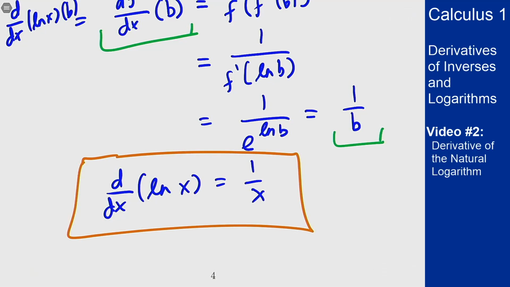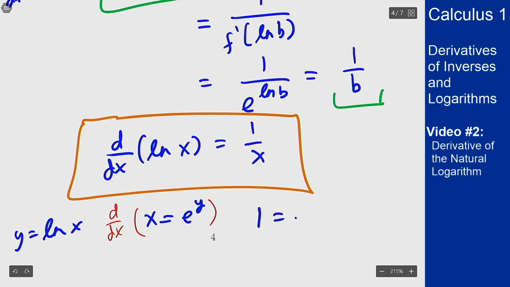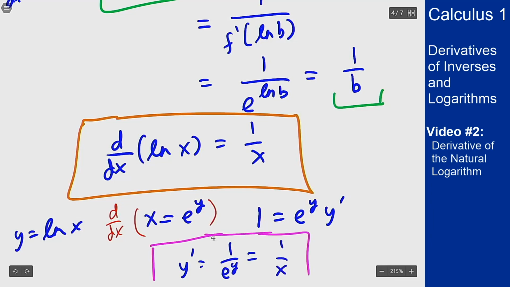We also could have done this more directly, just by saying that if we know that y is the log of x, this means that x equals e to the y. I can then apply the derivative to both sides, getting me that 1 equals e to the y times y prime. Divide through, y prime is 1 over e to the y, but e to the y is x, so this is just 1 over x. And I get the same answer that way as well. Our general formula also gives us the same result.